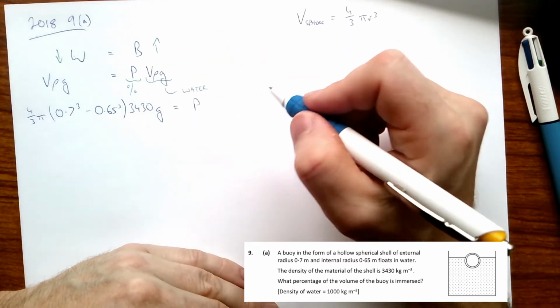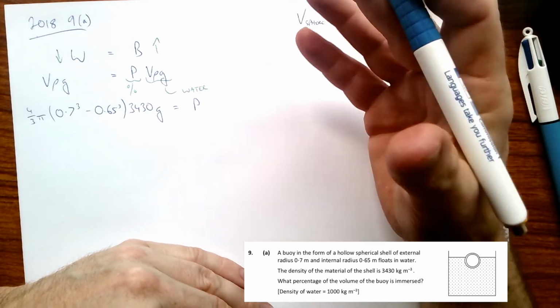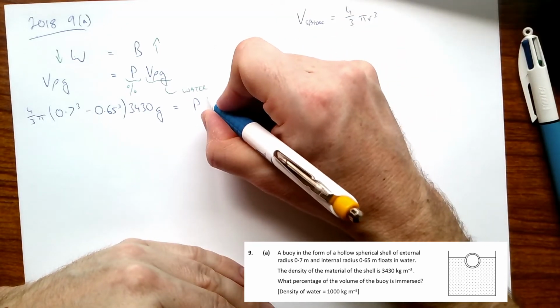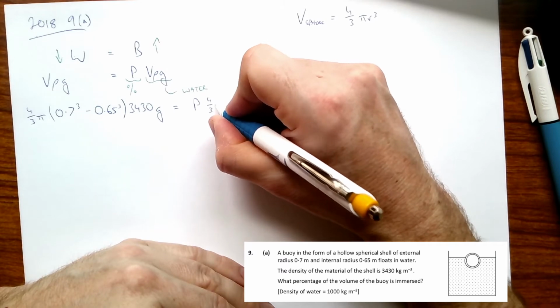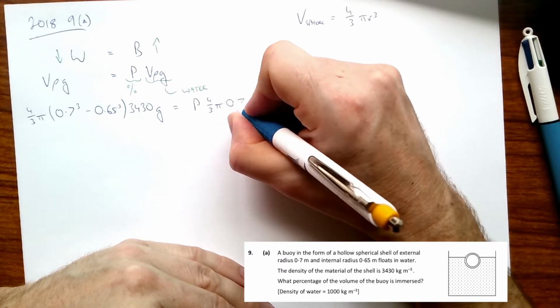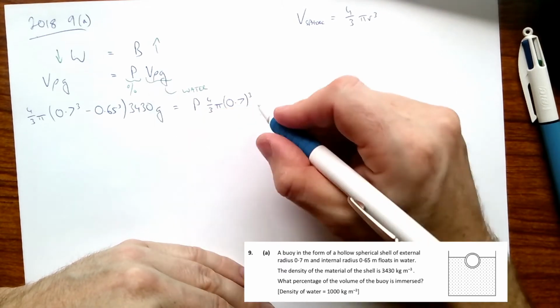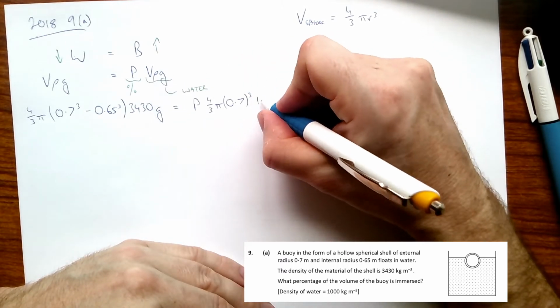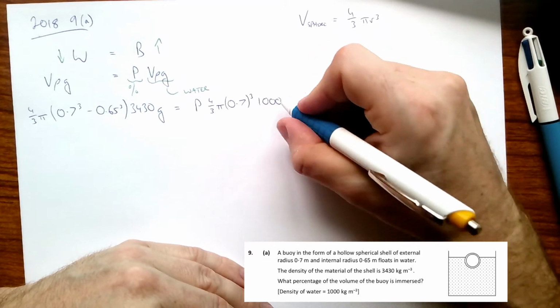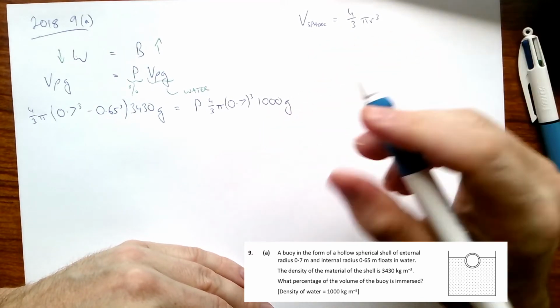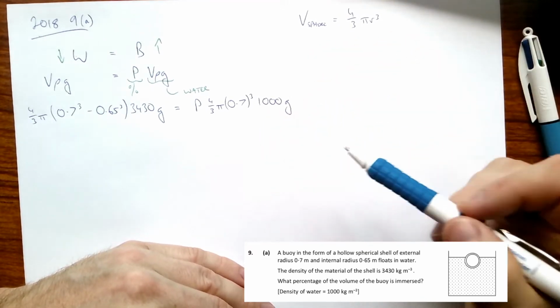The volume is the volume of the outside of the sphere, because that's the bit that's going to push all the water away. So 4 over 3 pi 0.7 cubed. Brackets around there, just make sure we don't have a little boo-boo. Density of water is 1,000. Again, you should know this one. And g. Well, doesn't that look like an absolute bundle of joy?